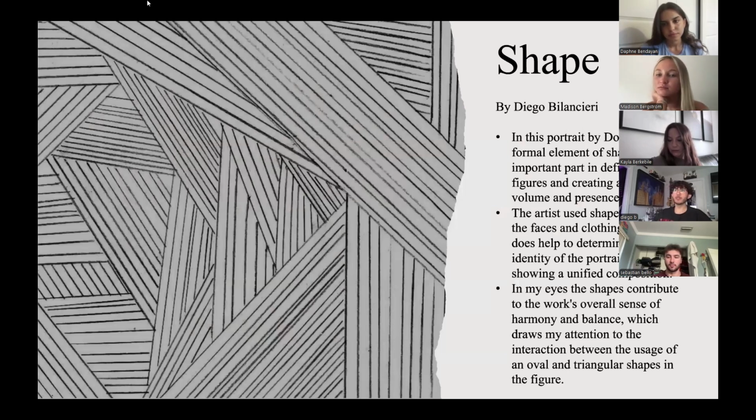Shape. In this portrait by Dora Maar, the formal element of shape plays an important part in defining the figures and creating a sense of volume and presence. The artist used shape to outline the faces and clothing, which does help to determine the identity of the portrait while also showing a unified composition. In my eyes, the shape contributes to the work's overall sense of harmony and balance, which draws my attention to the interaction between the usage of oval and triangular shapes in the figure.